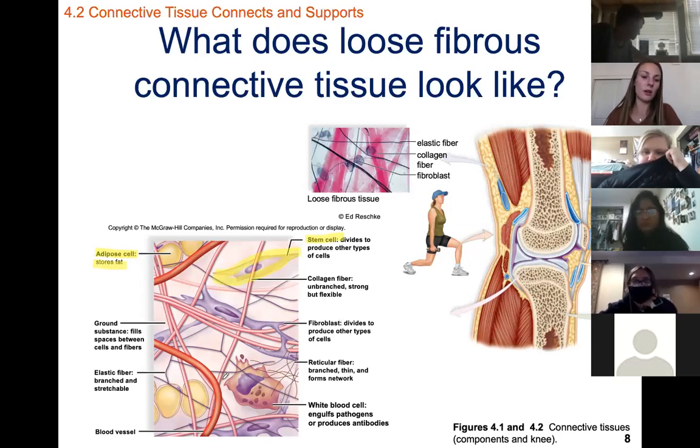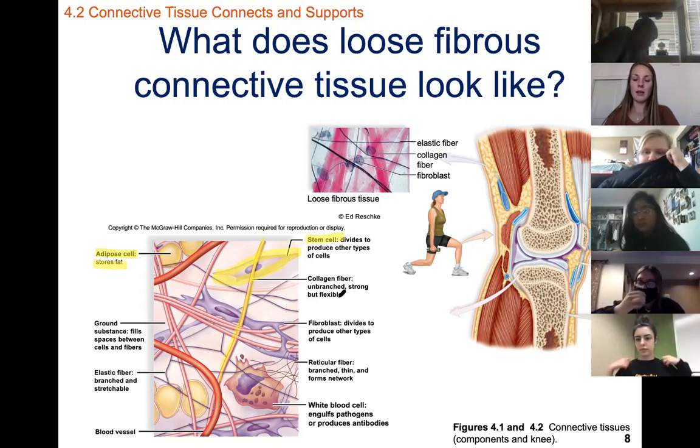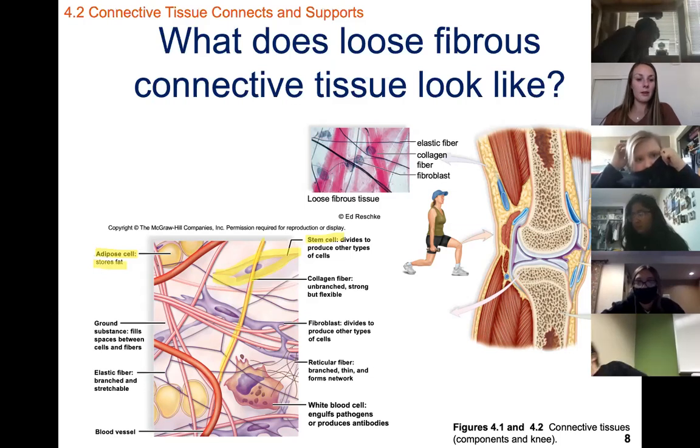Collagen fiber. So there's kind of like a light pinkish peach collagen fiber right there. It is unbranched. It is strong but flexible. So I think of like hair and nails. My nails are strong, but they're somewhat flexible. I would say that my nails are more flexible than like the bone in my leg.